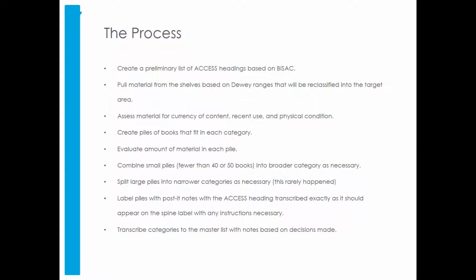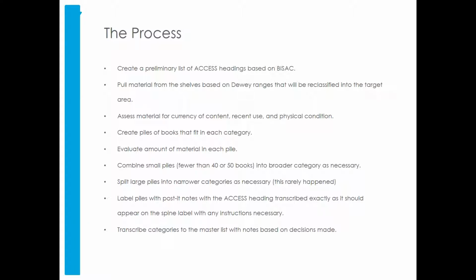We then would take our large sorting table and create piles of books that fit into each category, and then evaluate the amount of material in each pile. We were basically going for about 40 to 50 books per subheading. If there wasn't enough material, then we would combine smaller piles into broader categories as necessary, or split large piles into narrower categories as necessary. However, this very rarely happened.